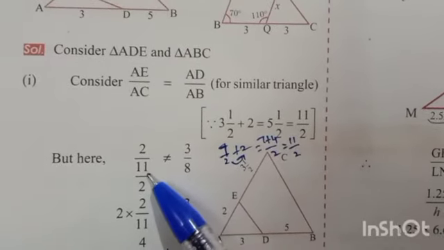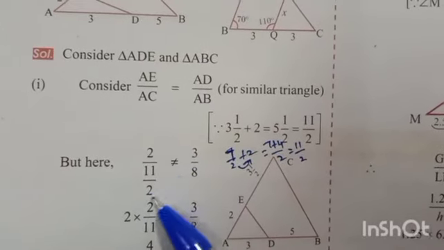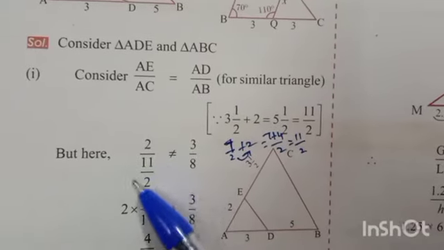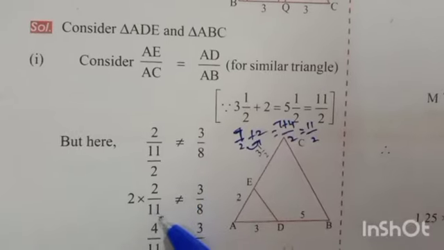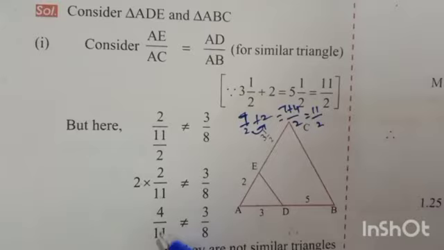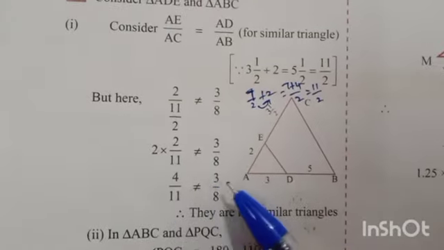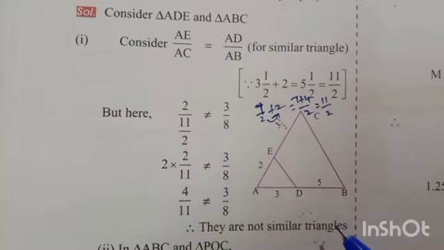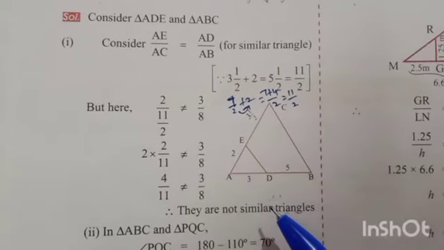You have to take the reciprocal. So the numerator 2 into 11 by 2, which is in the denominator of the division, is written as 2 by 11. So it is 2 into 2 by 11, not equal to 3 by 8. Now 2 twos are 4, so 4 by 11 is not equal to 3 by 8. These two are not equal, so they are not similar triangles. Okay students.